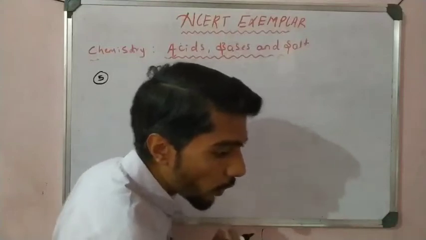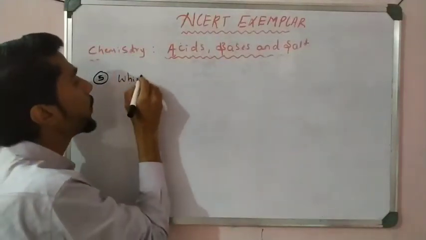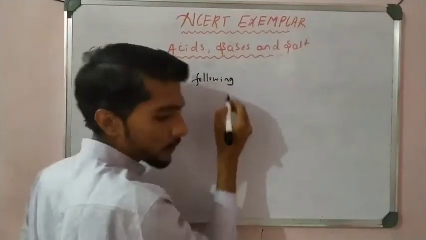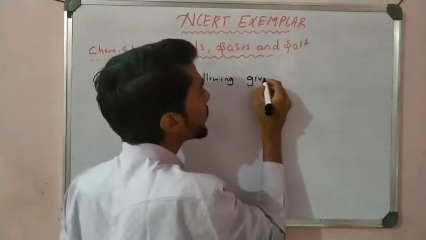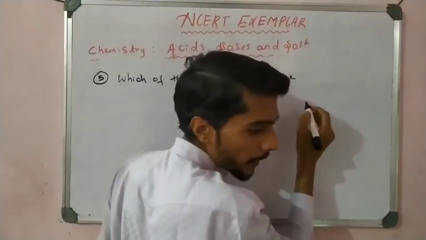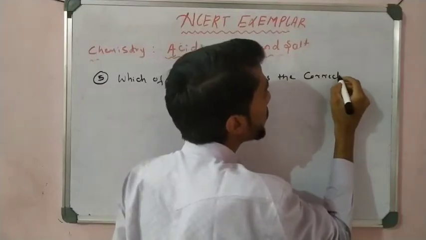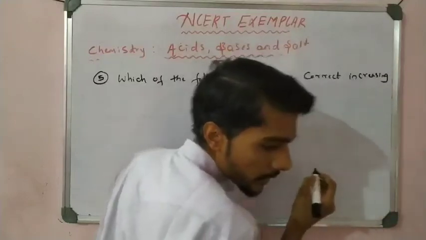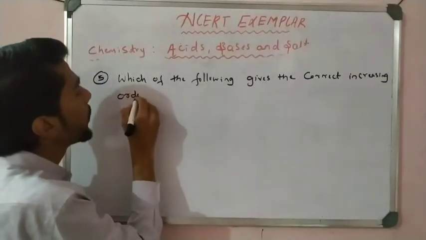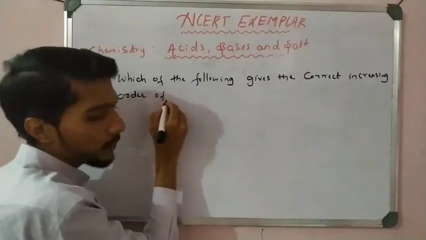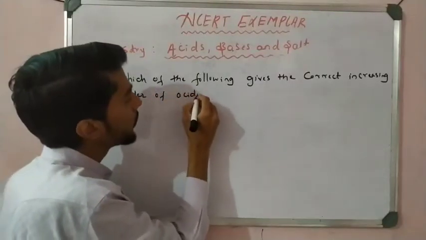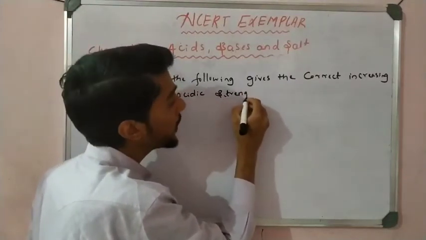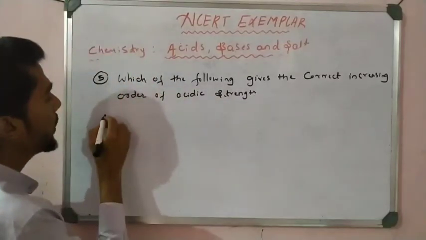Which of the following gives the correct increasing order of acidic strength? This is very important. Remember, increasing order means less to large, smaller to bigger.